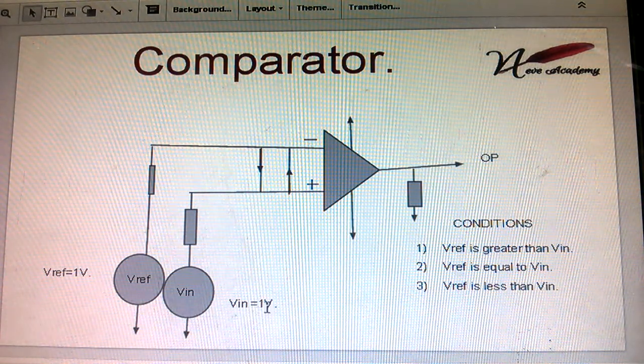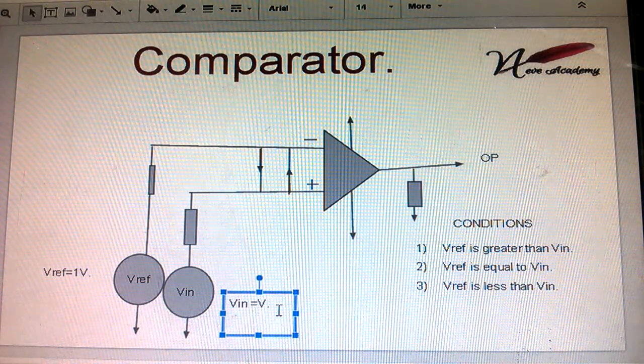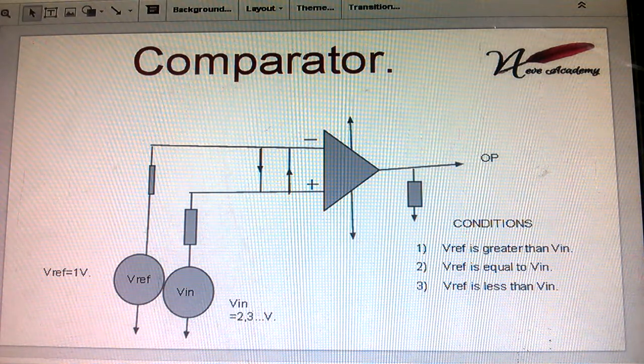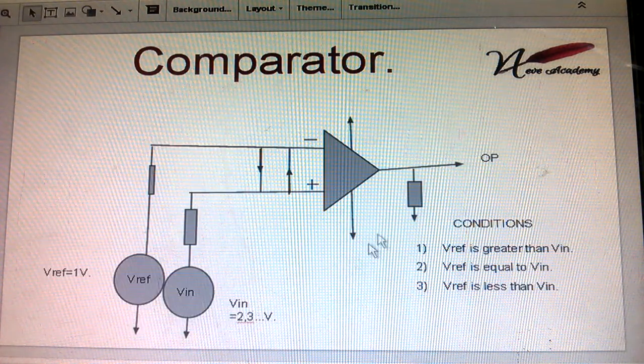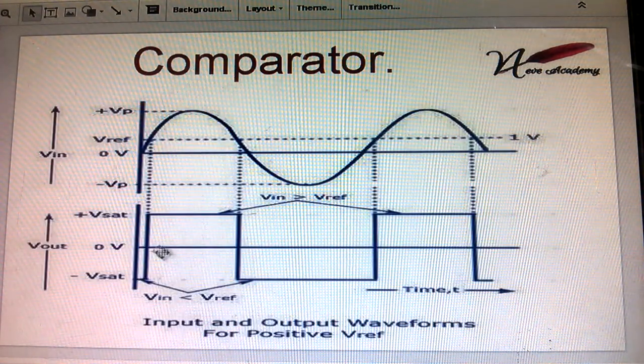Our next condition is that V reference is less than V in. It means V in should be much more than 1, that is 2, 3, or more. At this point V in is greater than V reference, this area, the peak of the signal. Here we get the positive output signal. Why do we get the non-inverting output? Because the input is larger at the non-inverting terminal as compared to the inverting terminal. V in is positive, hence we get the positive output.